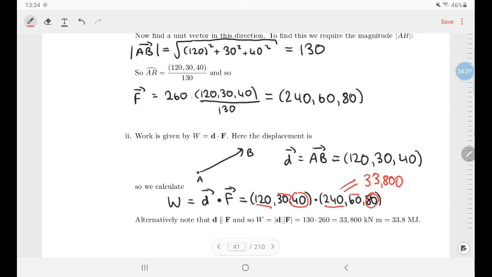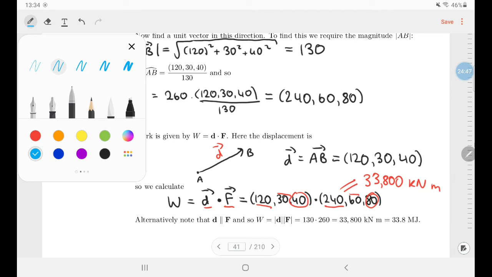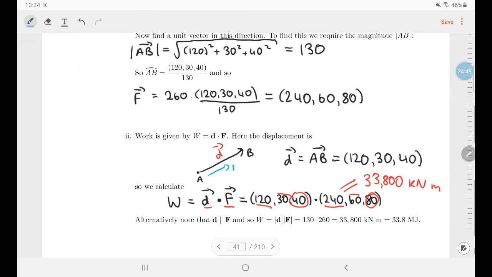Now again, look at units. The units of force was kilonewtons, and the units of distance was meters. So kilonewton meters, not kilonewton per meter, that's a different thing. There is the otherwise: if you note that the displacement, this vector here, is in fact parallel to the force, you're back in the one-dimensional situation. You could just multiply the distance by the force. The magnitude of the displacement is 130, and the magnitude of the force is 260, and you get the same thing.